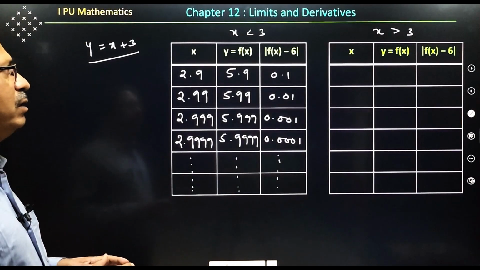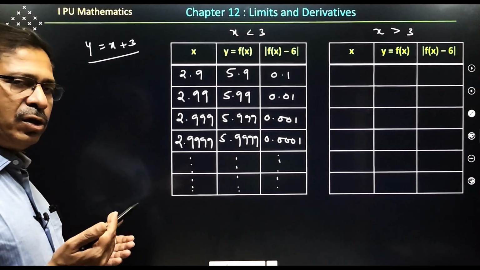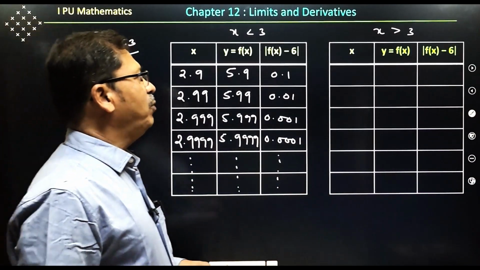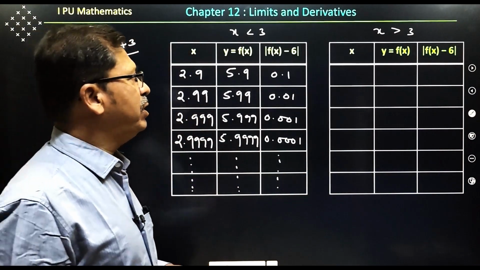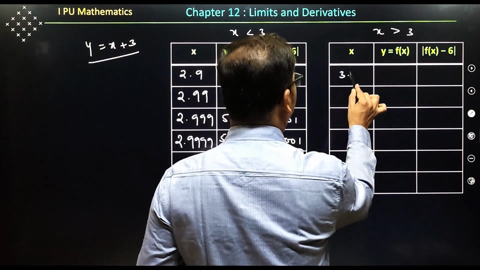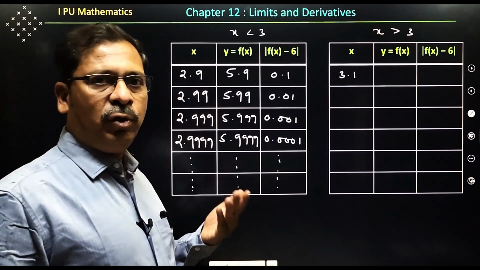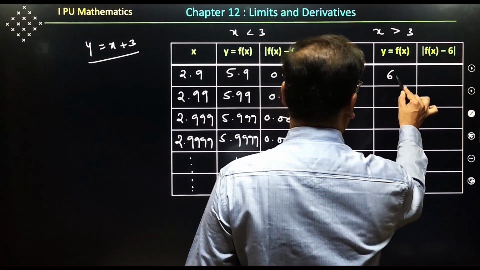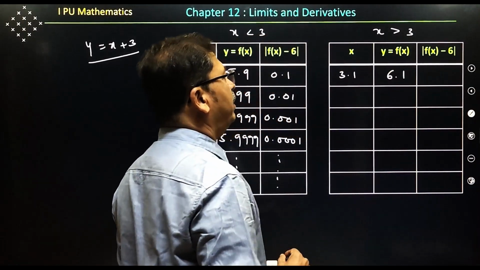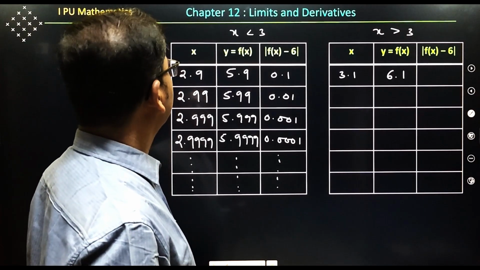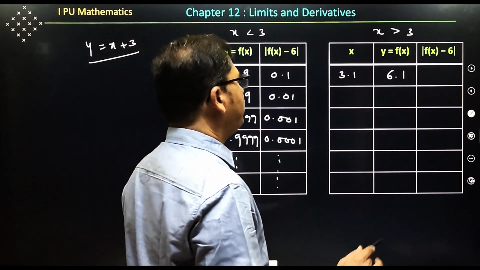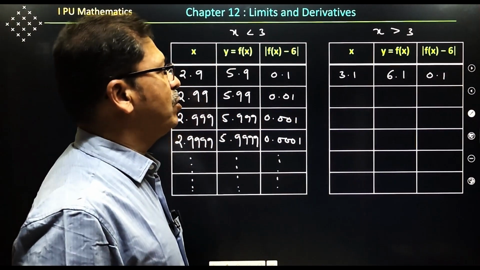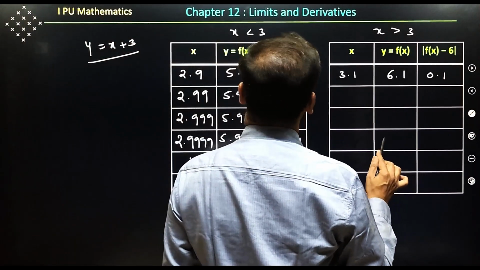So I have taken, in the neighborhood of 3, the values which are close to 3 but less than 3. In the second table, I would like to take the values slightly greater than 3. For example, 3.1. If you take 3.1, y equal to f of x, 3.1 plus 3 becomes 6.1, very easy to judge here. So the difference between f of x and 6 is again 0.1. Now observe here.